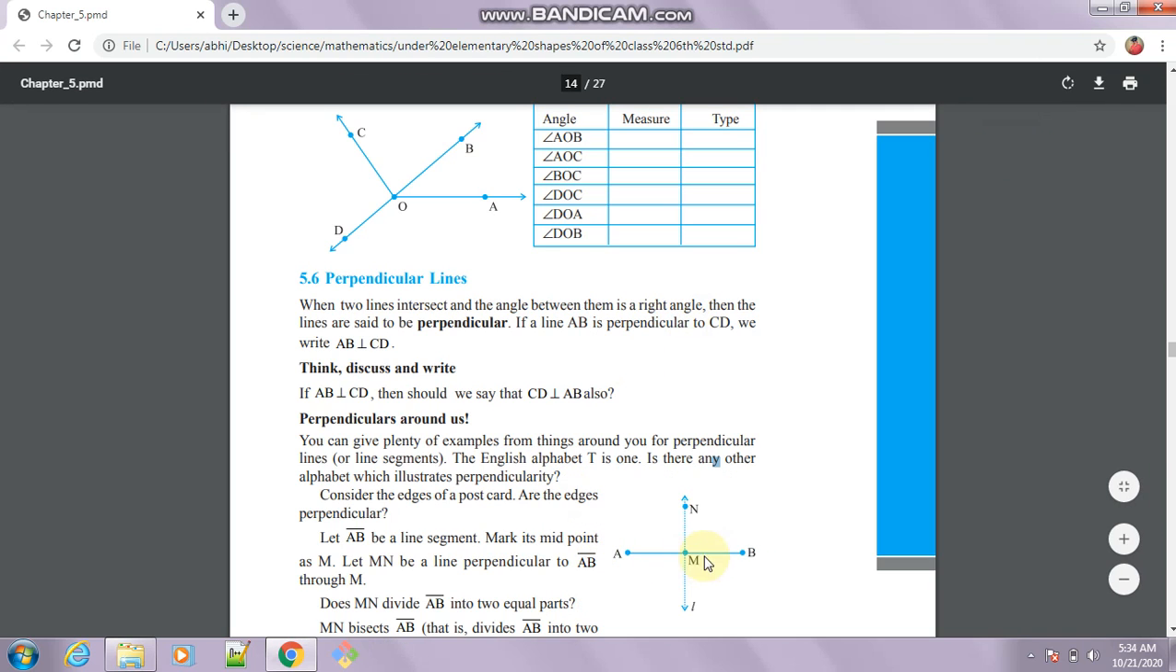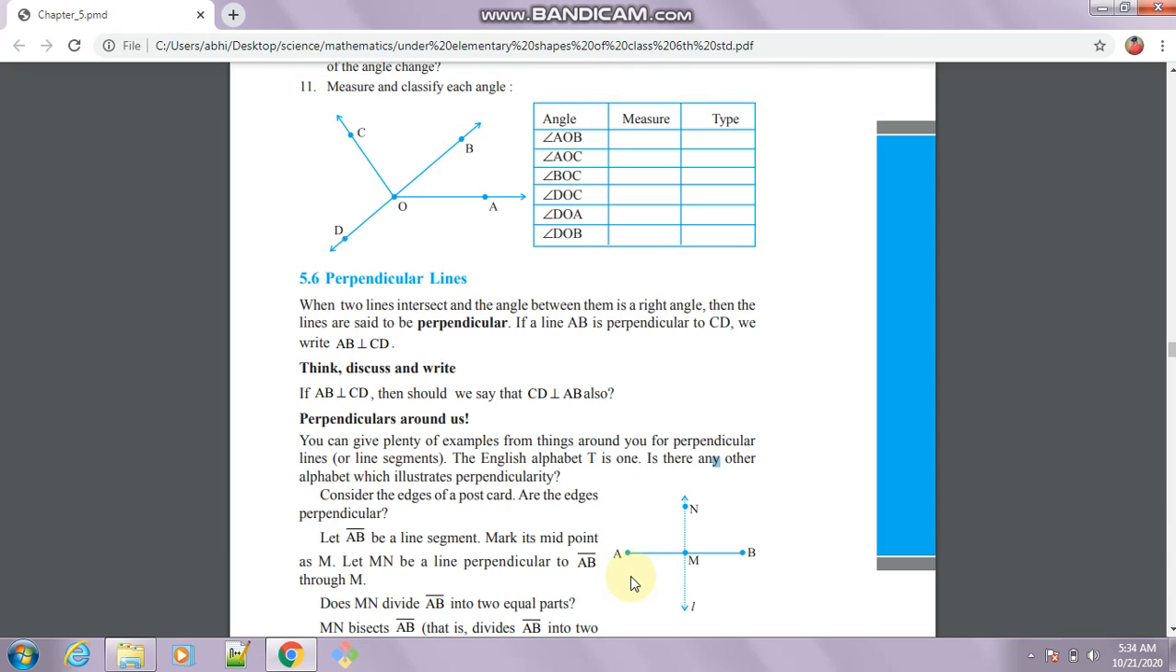When you're standing on the road, you can observe it. When you open your windows or doors at home, and when you take your box, you'll see a line, and it will have a perpendicular line. You observe where it is here. You have plenty of examples around you of perpendicular lines. The English alphabet T is one. Any other alphabet can also illustrate perpendicular lines.